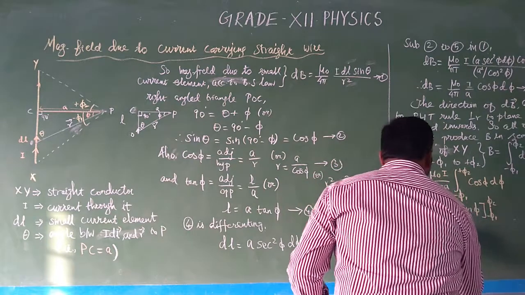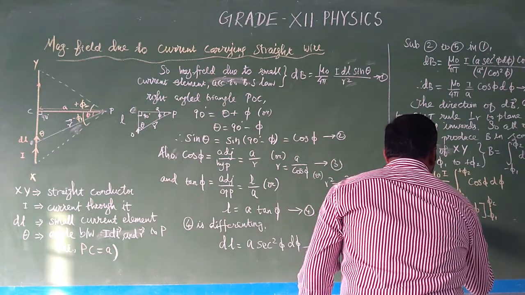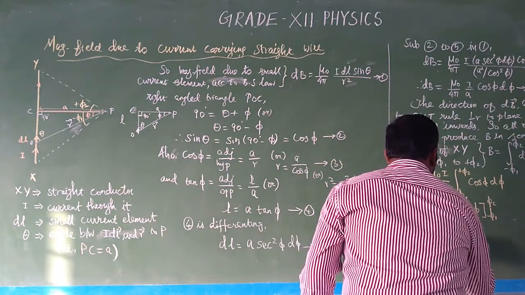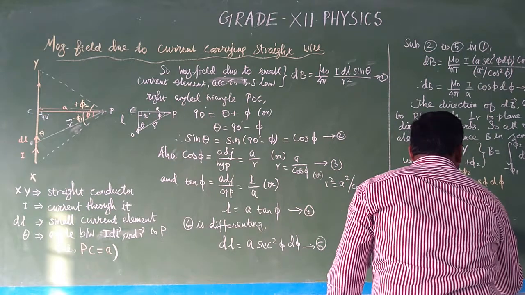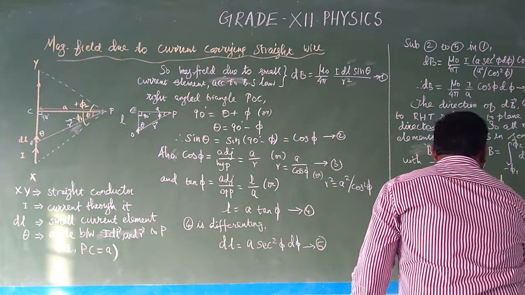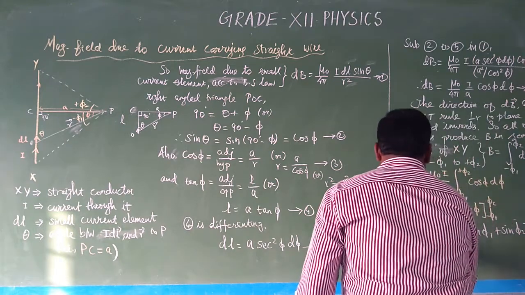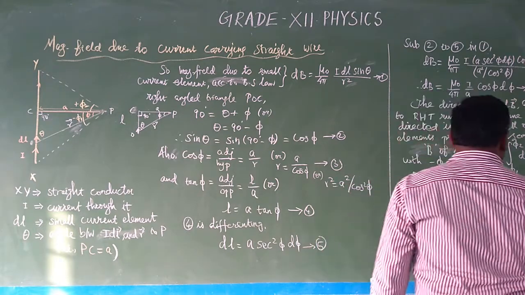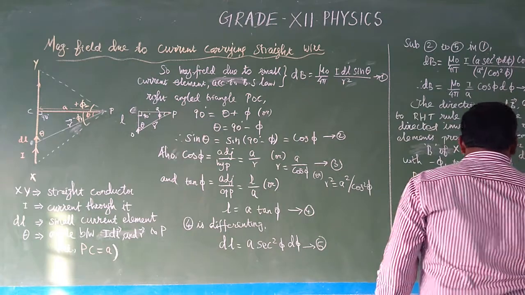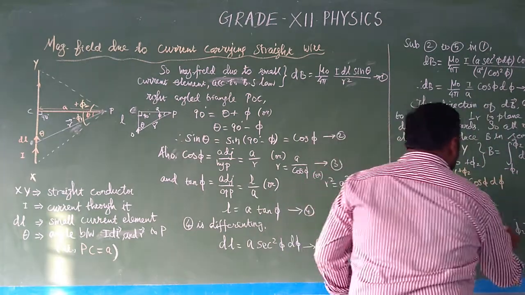So we have mu naught I by 4 pi A into sin phi 1 plus sin phi 2. So this is the total magnetic field of the straight wire. So equation 7 gives the total magnetic field of straight wire.